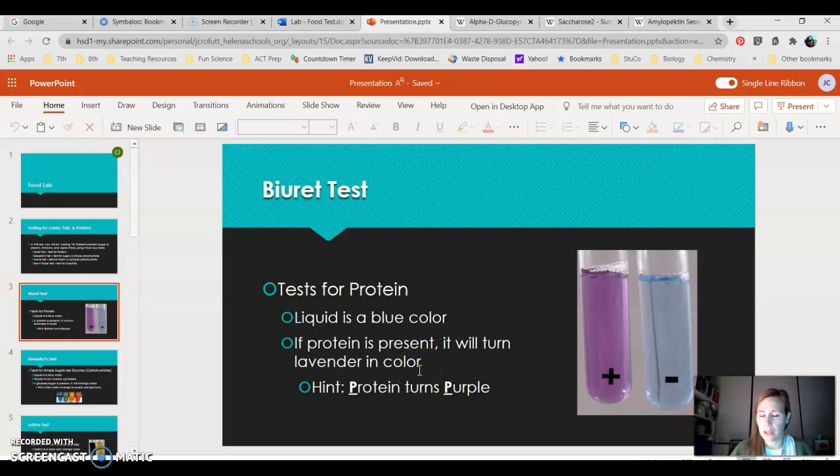You have to count, did your solution have a color before you added the blue? Was it just a mix of color? If it turned purple, however, that means there's protein. So hint, protein turns purple. You can think of the little P's there to help you remember: protein turns purple.